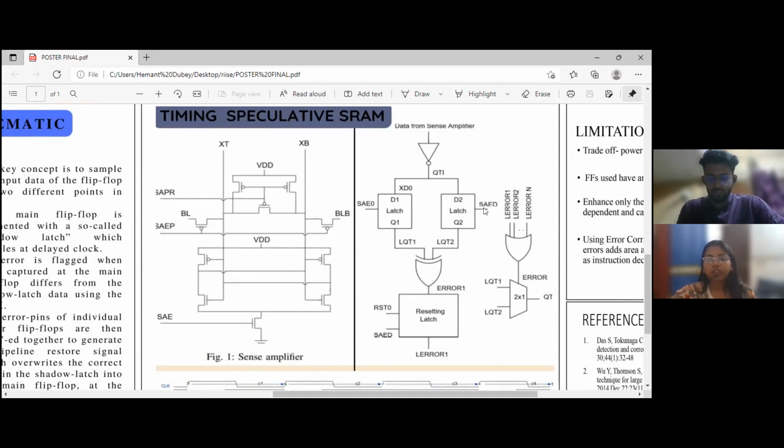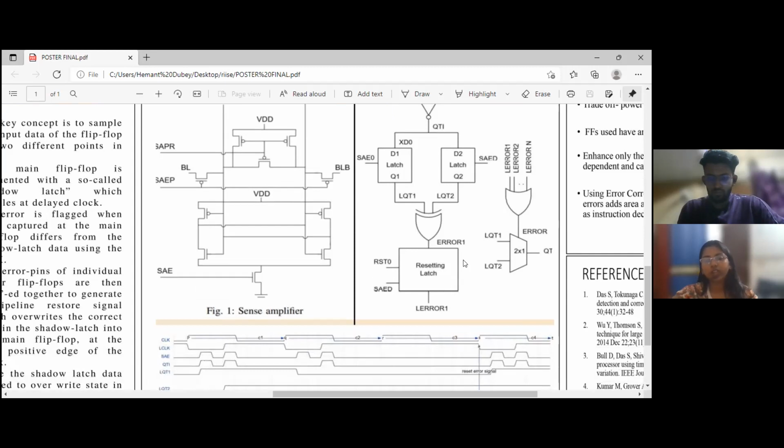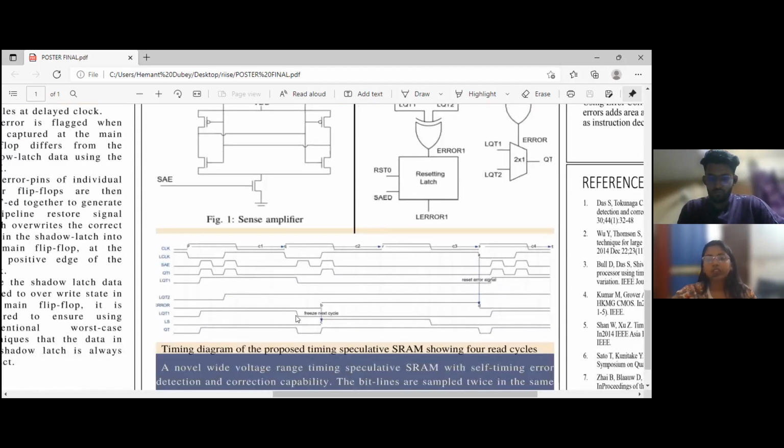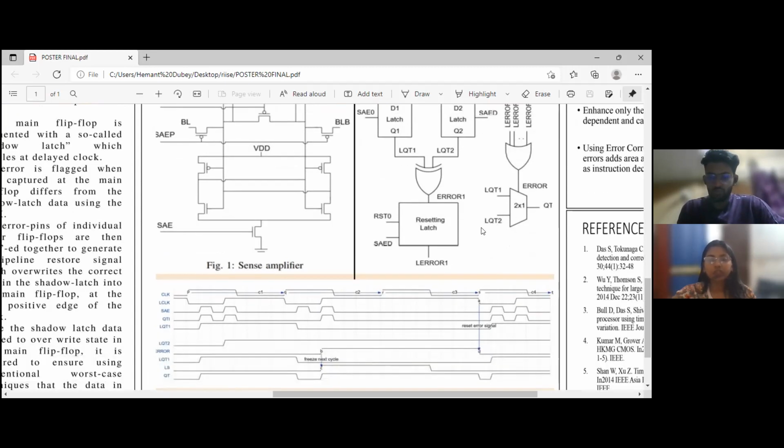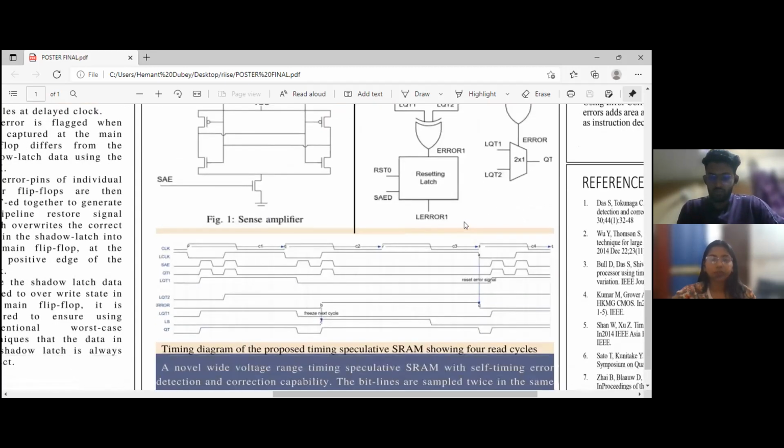The outputs of the respective latches, LQT1 and LQT2, are then compared to detect the presence of an error. The comparator output is sampled at SAED using another latch. Resetting of the error signal is done at the falling edge of the local clock. The error signals generated from all the IOs are ORed together to trigger a common error flag. This ensures that even if there is a single error in a single bit, the entire word will be discarded.